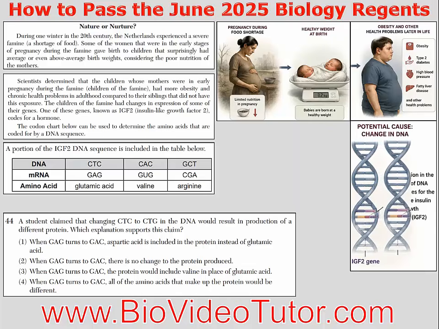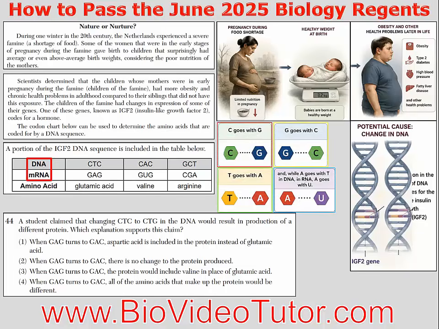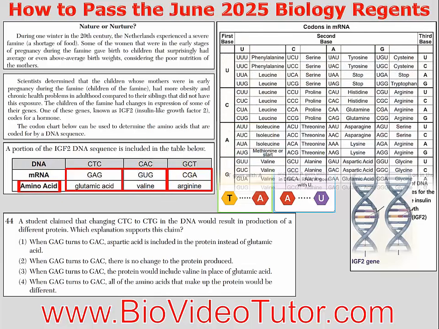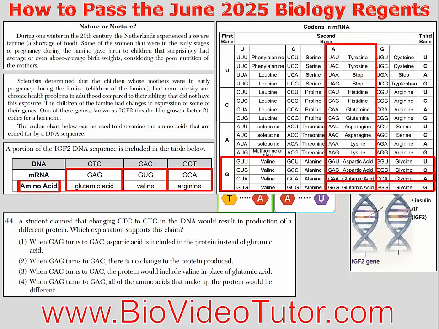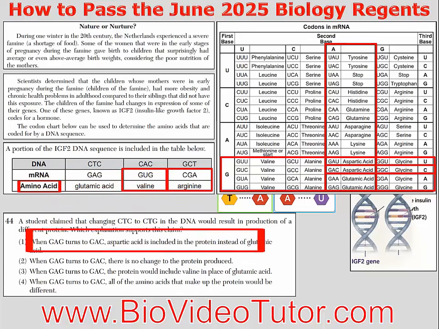When DNA makes a copy of itself, the DNA bases get converted into RNA according to the following base pair rules. C goes with G, G goes with C, T goes with A, and while A goes with T in DNA, in RNA, A goes with U. These triplets are called codons because they code for the production of specific amino acids based on the following chart. So when GAG turns into GAC, aspartic acid is included in the protein instead of glutamic acid.